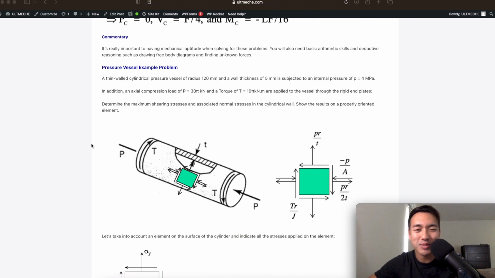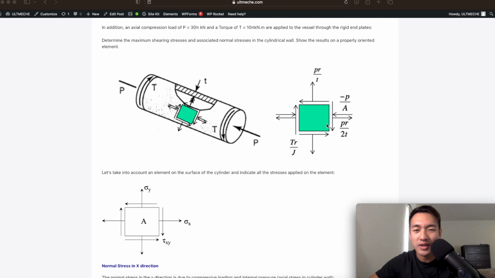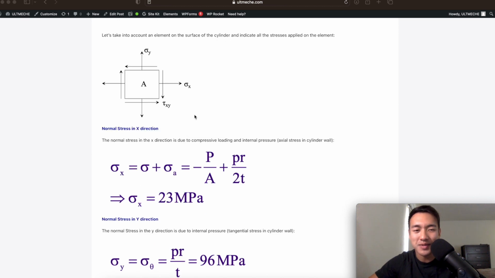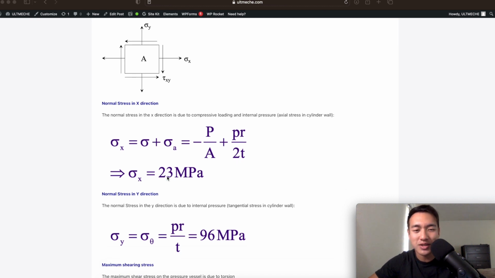All right, so if we take this pressure vessel, certain radius, certain wall thickness, internal pressure, we have a compression load of this much, and a torque of this much subjected to the vessel. We're going to determine what the maximum shear stress and associated normal stress is in the cylindrical wall. So we're going to take a plate, we're going to represent it as such, and then boom, we have specific equations that we can use for calculating normal stresses in certain directions for pressure vessels. So this is an equation we can use, and this is what we get.